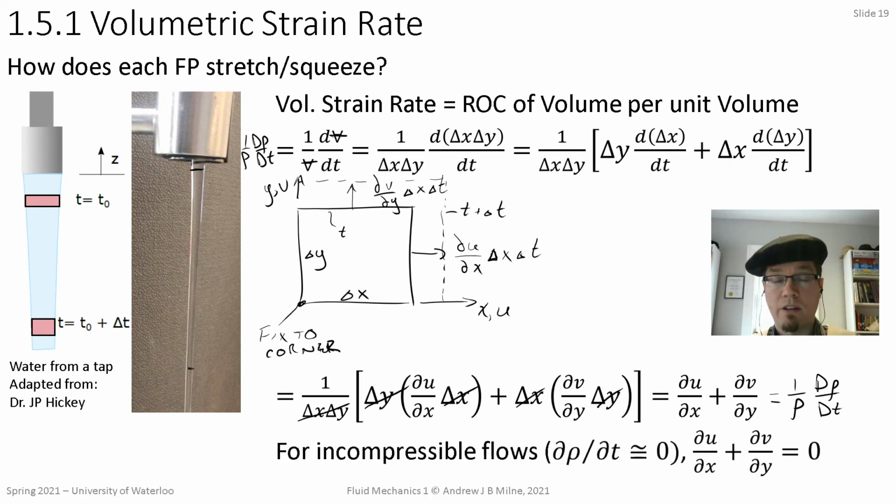In this course, in 351, we will be dealing with incompressible flows. That is to say that the change of density due to pressures is minuscule. This is true for liquids. It is true for gases in the types of flows that we're considering. And as a result, in that case, ∂u/∂x plus ∂v/∂y is equal to 0. There is no change in the total volume of a fluid element over time.